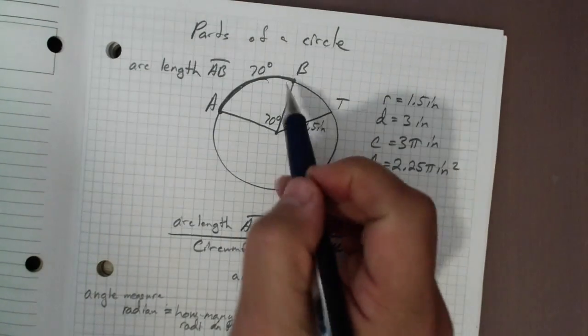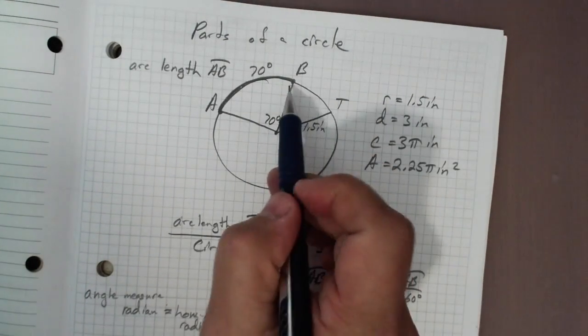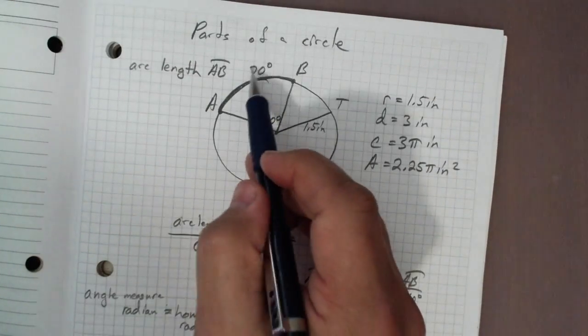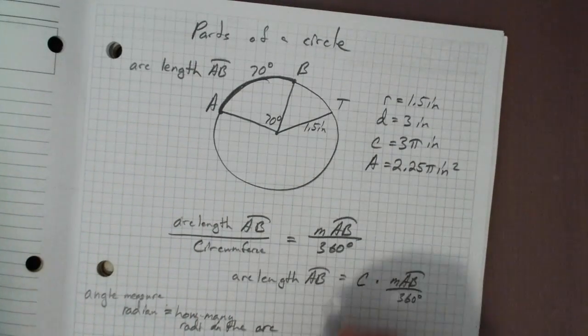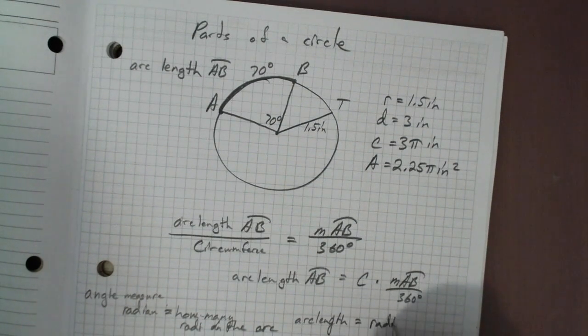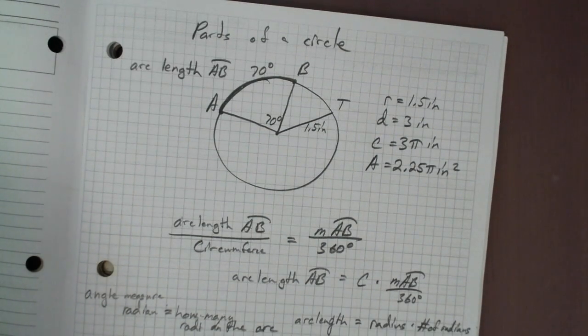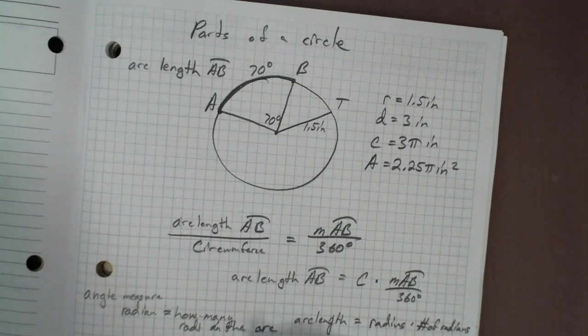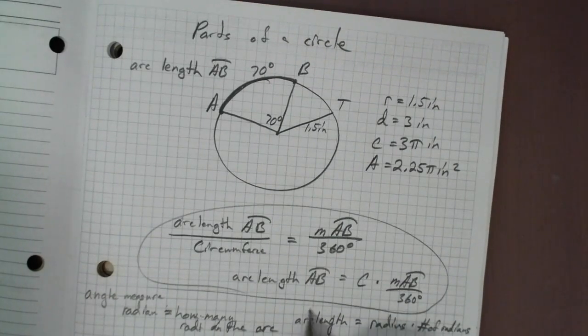So basically saying how many 1.5s are there in the arc here. Now, we're not going to compare it to 70 degrees, but what I'm going to say is the arc length is going to equal the radius length times the number of radians, because the number of radiuses is a radian. Okay. So that's length. This is the one we use most, and then we use this one when we're dealing with radians.